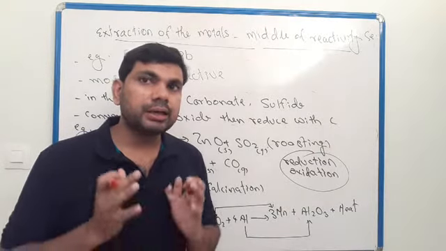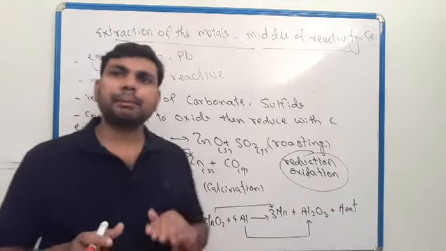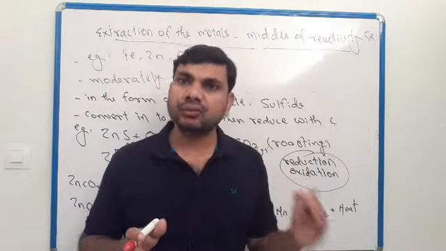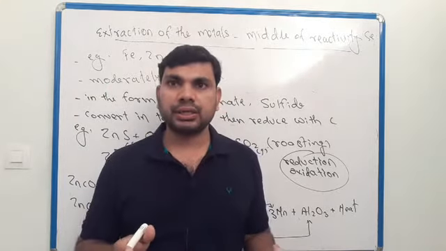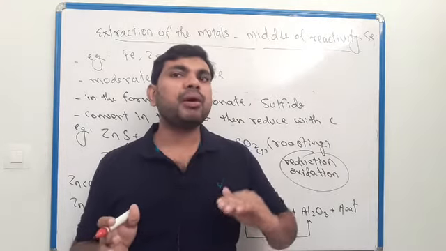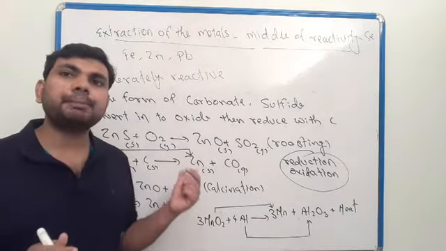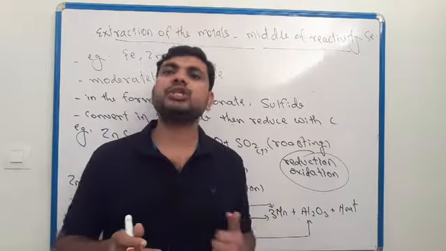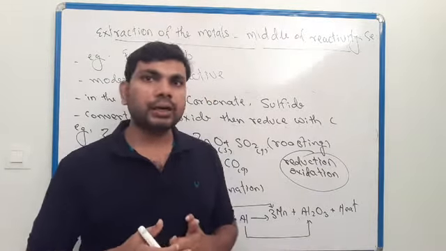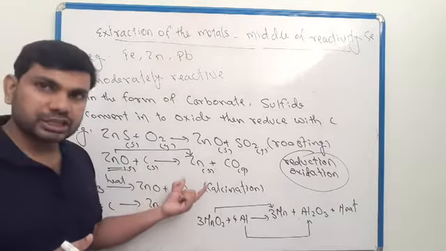Okay, reduction, reduced. So here, I told you, metals in the middle of the reactivity series exist in the form of sulfide or carbonate. So first, we have to convert this ore into the form of oxide. So sulfide ore, after strong heating in presence of air, will convert into its oxide. This process is called roasting. Okay, then metal oxide, after reduction, we will obtain metal.